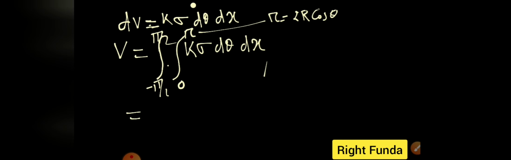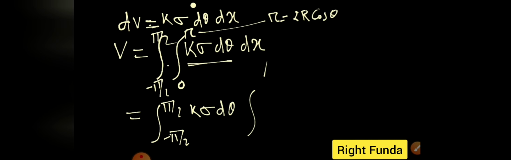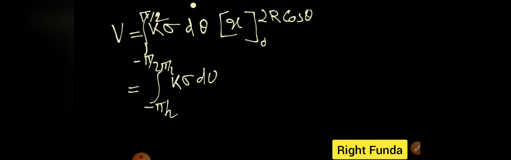So if I integrate this, for the first integration, theta is a constant quantity, so this goes outside, from minus pi by 2 to pi by 2, k sigma d theta. Here the dx integration you have to do from 0 to small r equal to 2r cos theta. As the integration of dx is x, we'll get this value, and we can write minus pi by 2 to pi by 2, k sigma d theta into 2r cos theta.